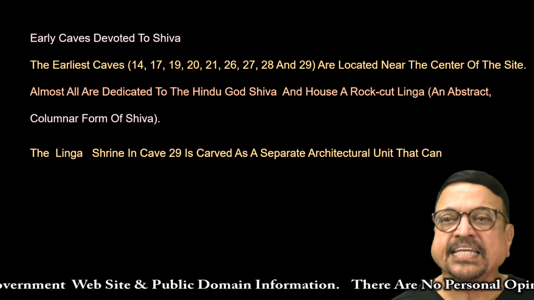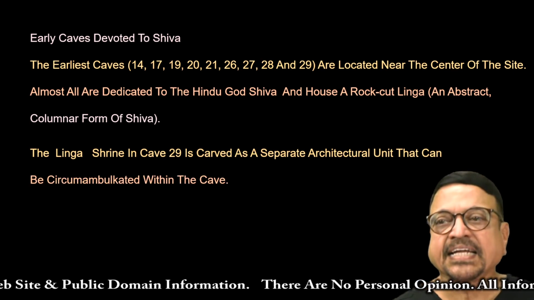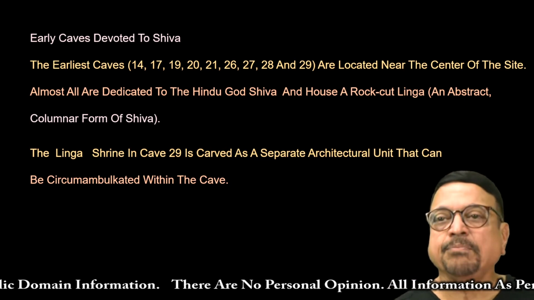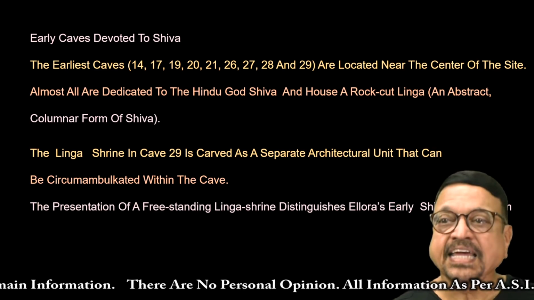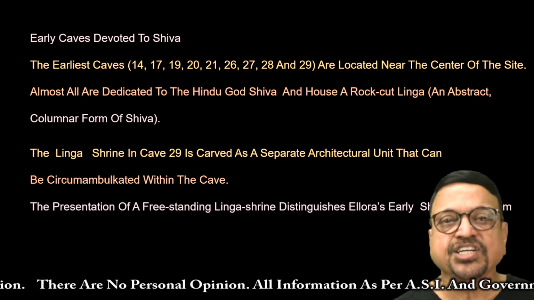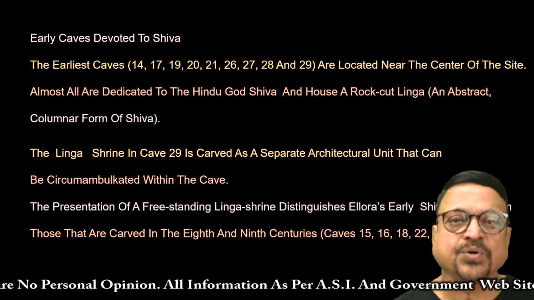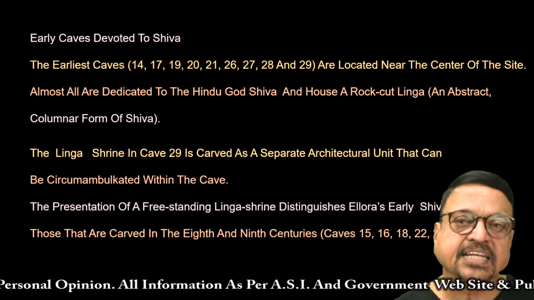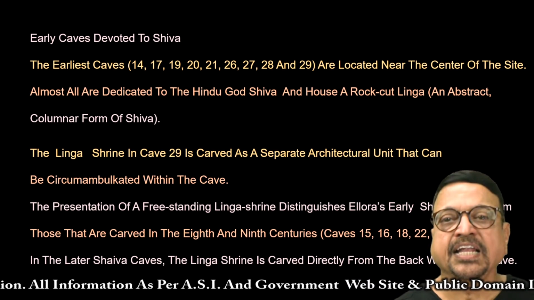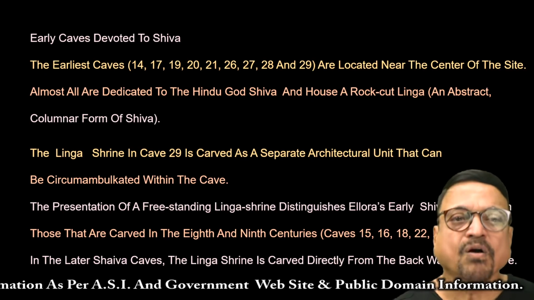The linga shrine in cave number 29 is carved as a separate architectural unit that has got a circumambulatory path within the cave. The presence of the freestanding linga shrine distinguishes Ellora's early Shiva caves from those that are carved in the 8th and 9th centuries later, that is cave number 15, 16, 18, 22 and 23. In the latter Shiva caves, the linga shrine is carved directly from the back wall of the cave.